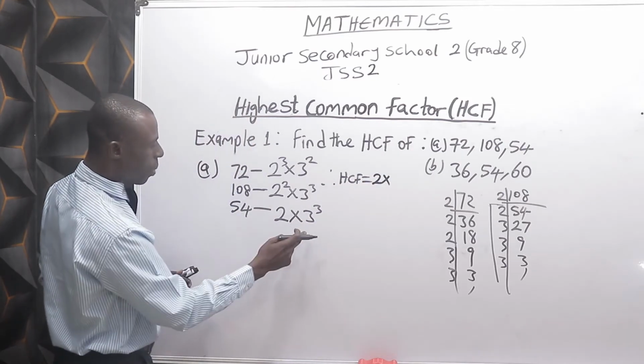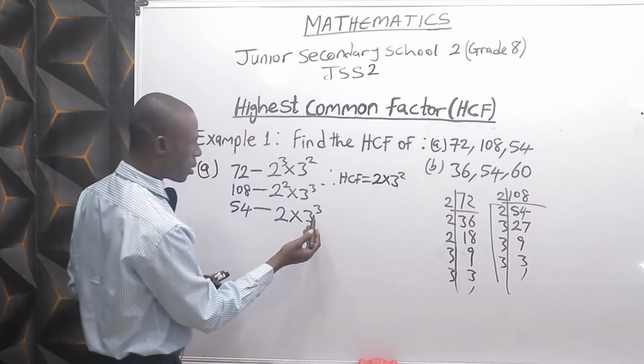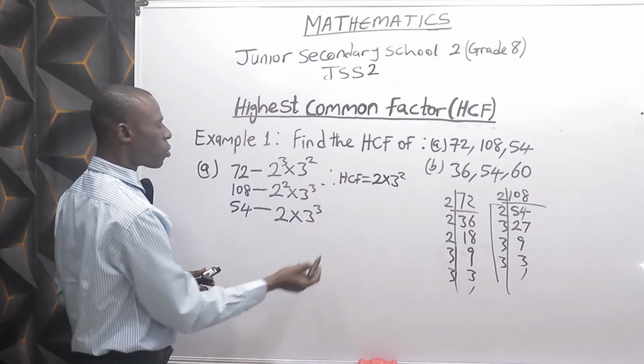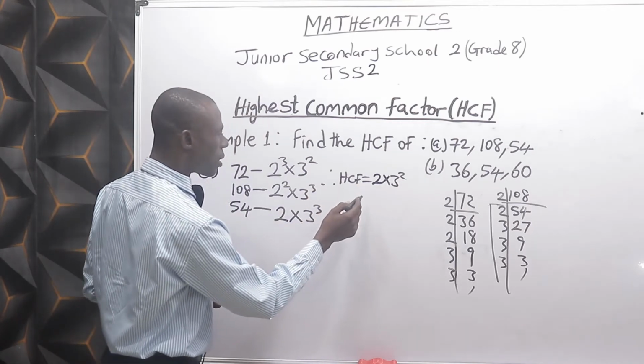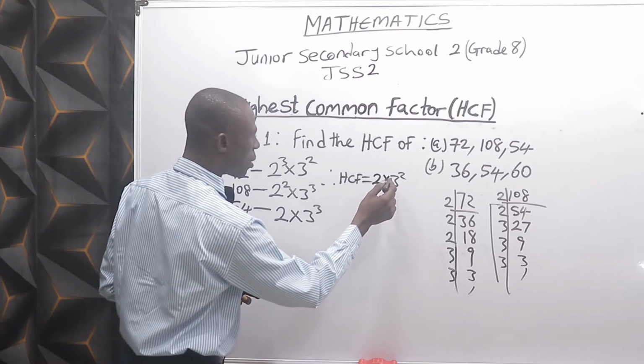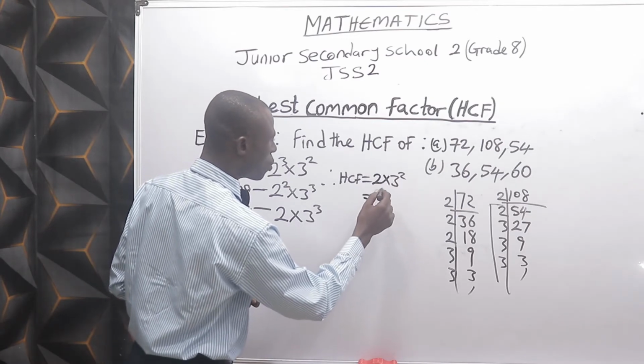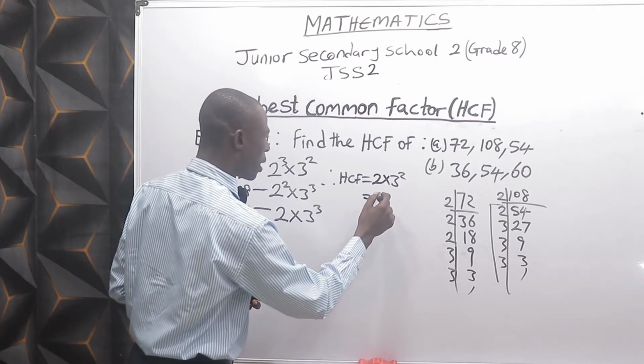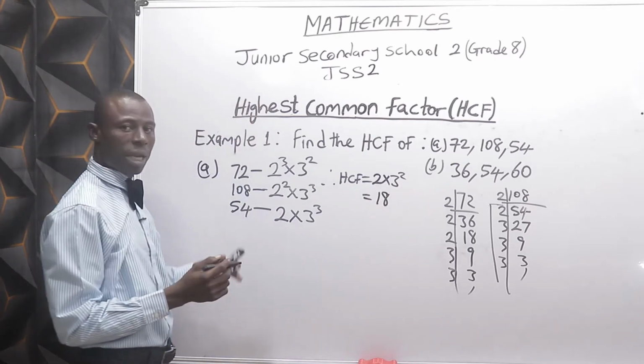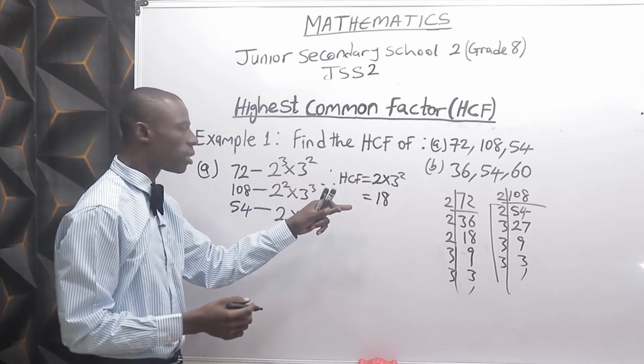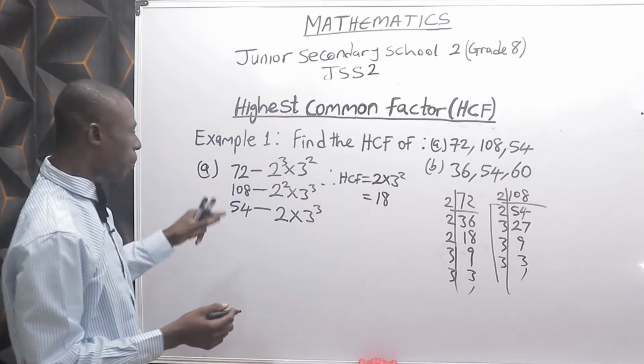3 in its lowest power is 3 raised to power 2, because 3 raised to power 3 is the highest. So the HCF here is 2 times 3 raised to power 2, which is 2 times 9, 18. That is it. You can see it is the same answer we got in the first approach.